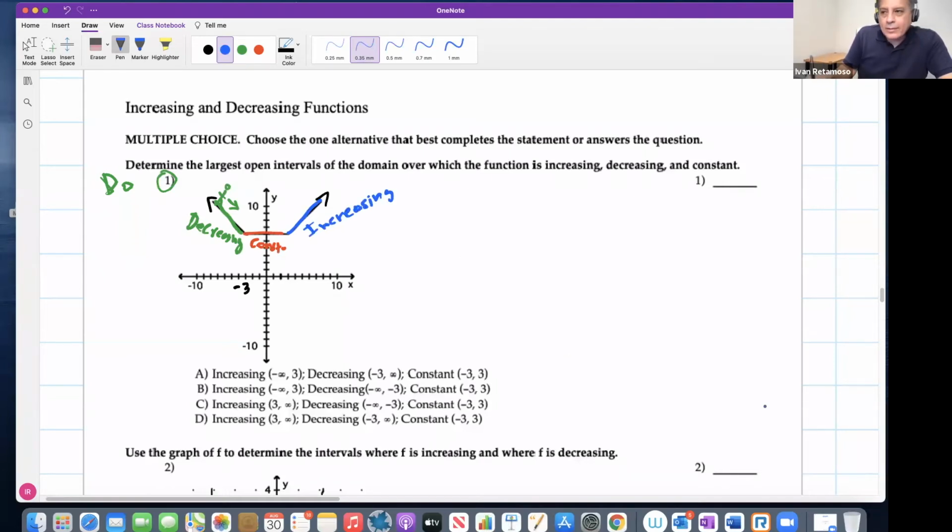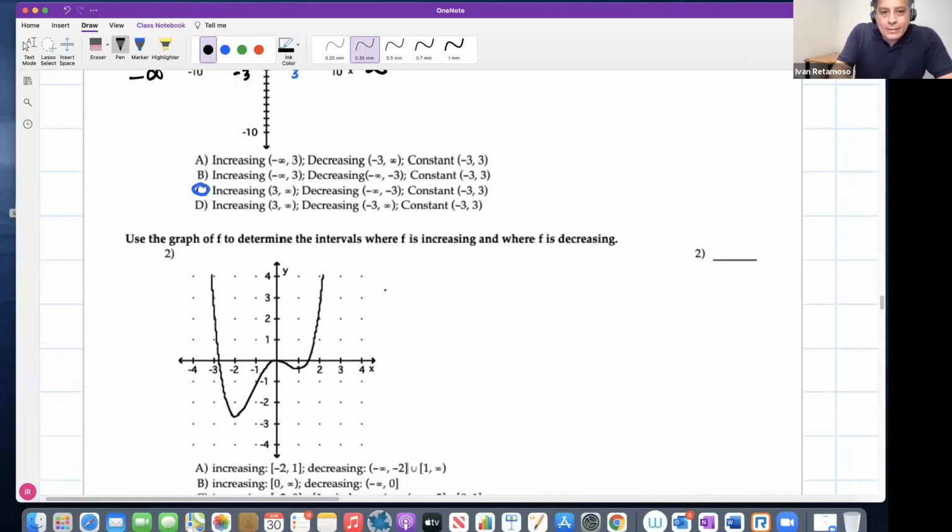Notice the graph is decreasing up to here, up to -3. Very important point, -3. So decreasing here, let's use this color. All this decreasing, decreasing, decreasing. But then you reach this part, constant, constant, constant. And then this part, increasing, increasing. So clearly you have to choose this option: increasing from 3 to infinity, decreasing from negative infinity to -3. Remember, negative infinity lives here, infinity lives here. And constant from -3 to 3, this piece. Very good. Excellent.